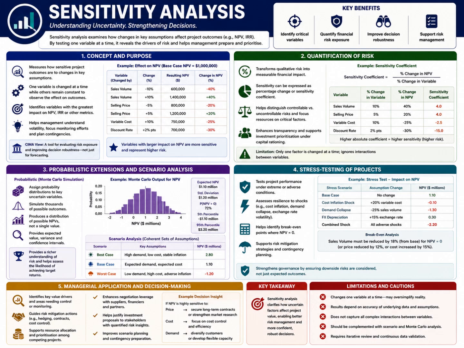Stress testing is particularly relevant for long-term capital projects where macroeconomic changes can drastically affect performance. It helps identify break-even points, where NPV equals zero, thus defining the boundary between profit and loss. This form of sensitivity analysis supports risk mitigation planning, such as negotiating flexible supply contracts or hedging against currency risks. In line with CIMA's guidance, stress testing strengthens corporate governance by ensuring decisions consider downside risk exposure, not just expected outcomes.